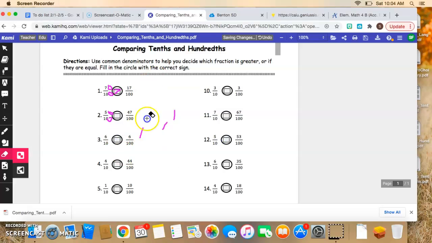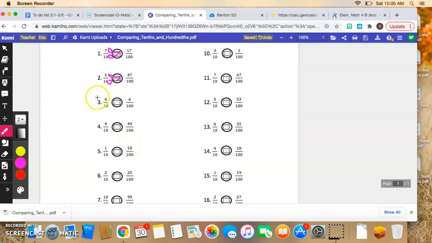All right. And then let's answer it. So 50 over 100, is that greater than, less than, or equal to 47 over 100? So I know that 50 is greater than 47. So 50 hundredths is greater than 47 hundredths. Okay, let's do number 3.